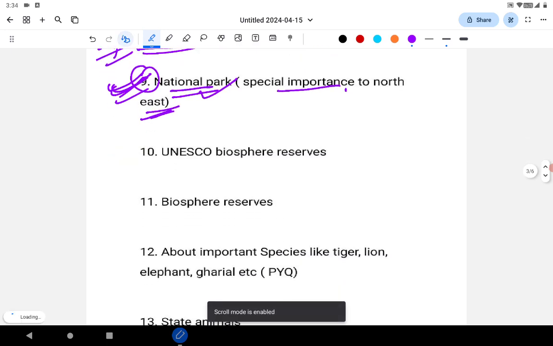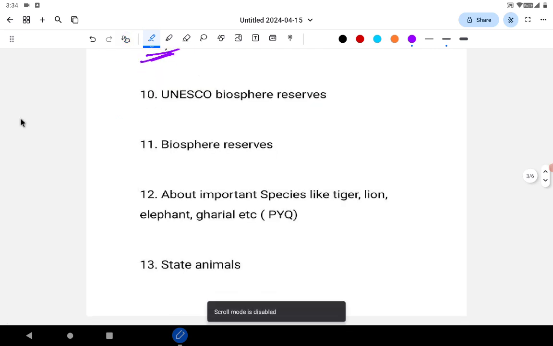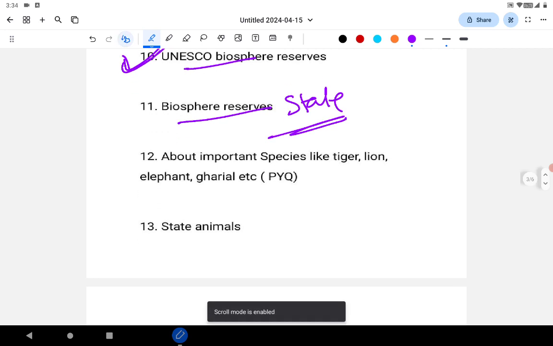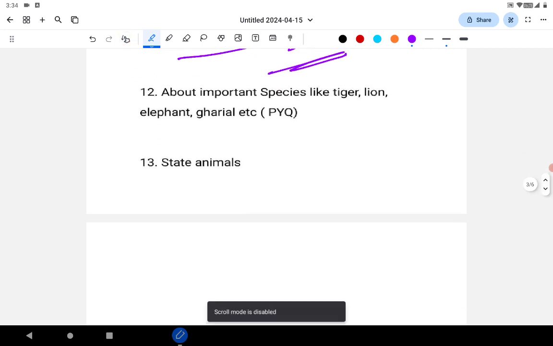Next is UNESCO biosphere reserves. Please remember the UNESCO biosphere reserves and the state they are present in, mainly for location-based questions. Next, try to know about the important species, say tiger, lion, elephant, gharial, etc., and where they are normally present. I think they have asked in which of the rivers the gharial is found.